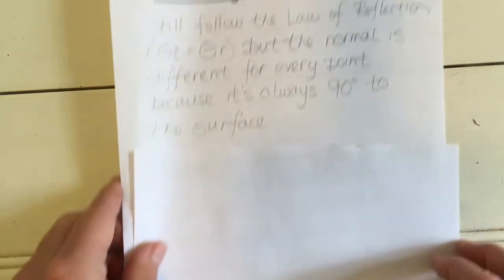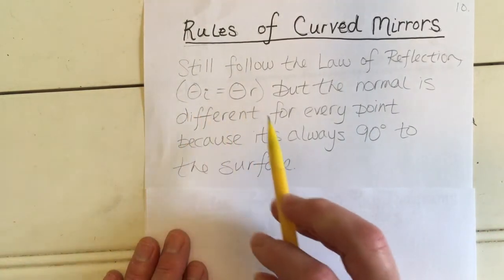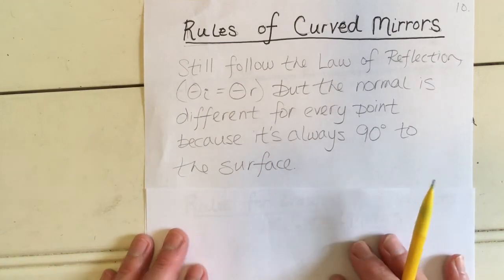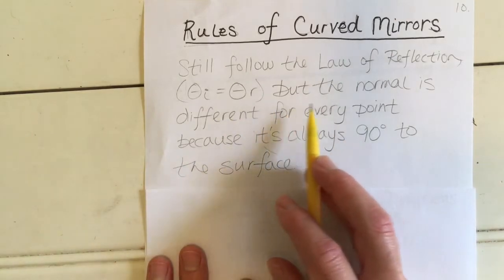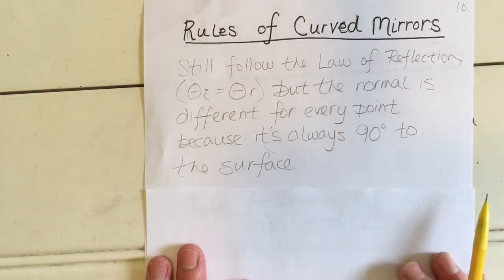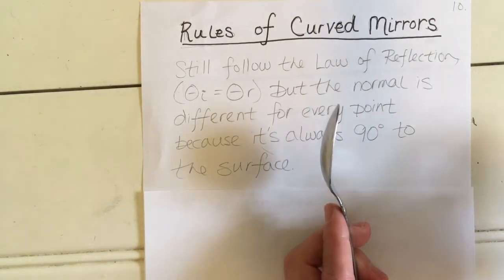All right, let's go ahead and move on then. So rules for curved mirrors. Now, curved mirrors still follow the law of reflection. And what is worth noting here is that although theta I equals theta R, we're going to see different images than we would see, say, on a flat mirror, because the normal is different at every point. And so what I'm trying to say with this is the normal changes, right?